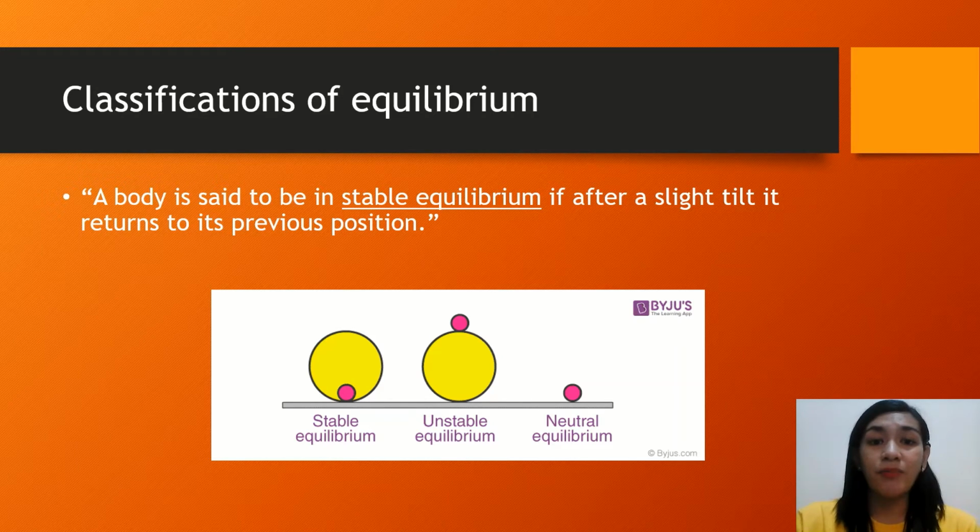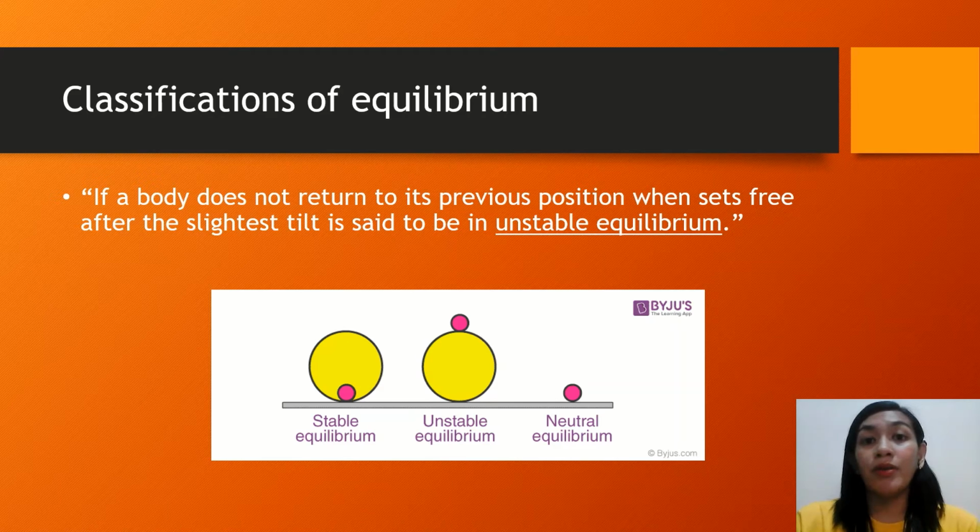Next we have unstable equilibrium. If a body does not return to its previous position when set free after the slightest tilt, it is said to be in unstable equilibrium. In our image, you have now the pink ball on top of the yellow sphere. Obviously it would not achieve a stable equilibrium because it has the tendency to fall down. The center of gravity of the pink ball is at its highest position in the state of unstable equilibrium.